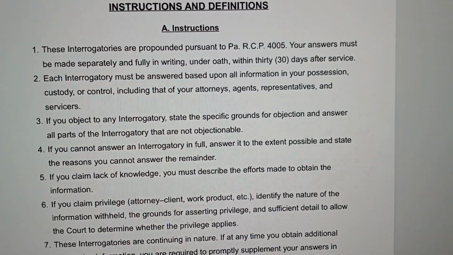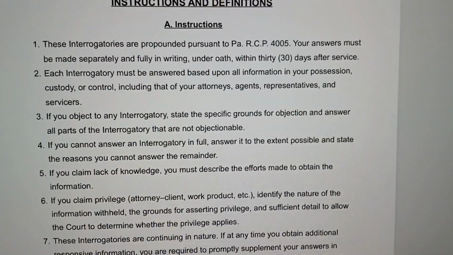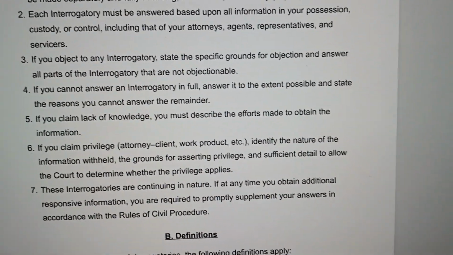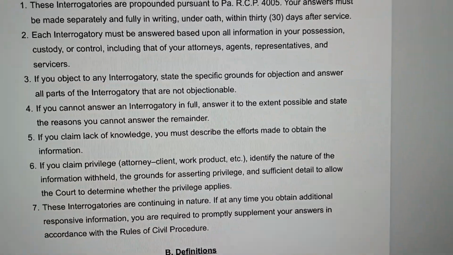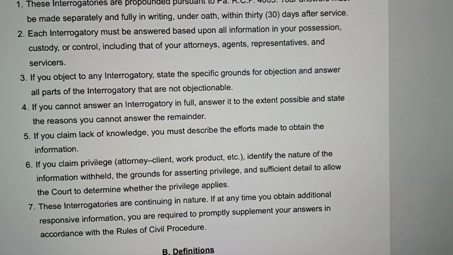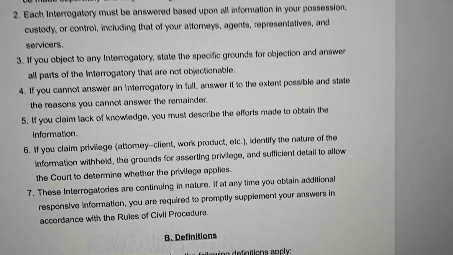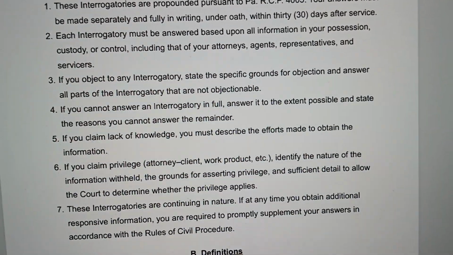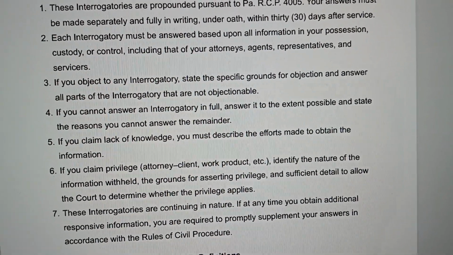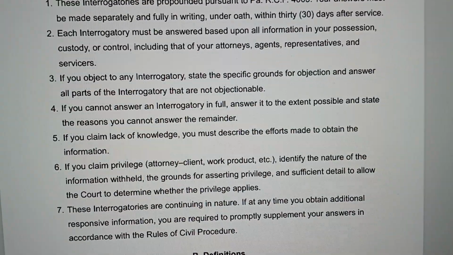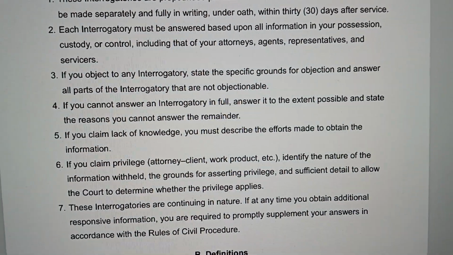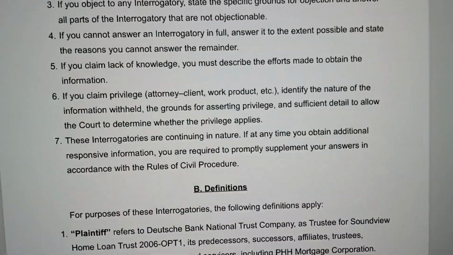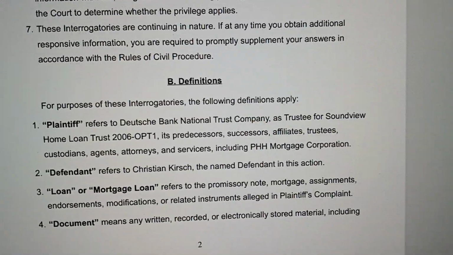If you claim lack of knowledge, you must describe the efforts made to obtain the information. If you claim privilege, attorney-client privilege, and so on, identify the nature of the information withheld, the grounds for asserting privilege, and sufficient detail to allow the court to determine whether the privilege applies. These interrogatories are continuing in nature. If at any time you obtain additional responsive information, you are required to promptly supplement your answers in accordance with the rules of civil procedure. Then we have the definitions, and these are pretty straightforward.